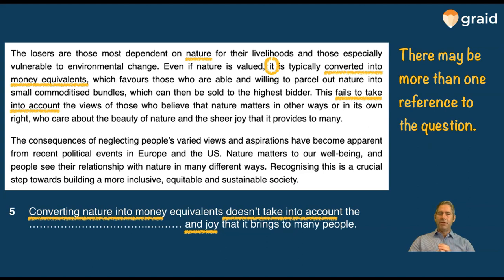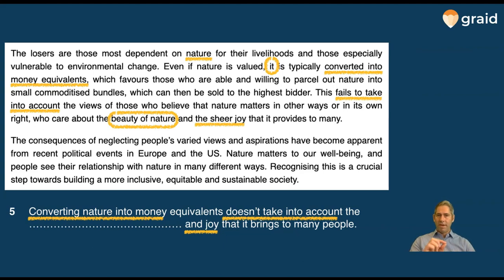This fails to take into account. So there is that next part of the sentence from the question paper. This fails to take into account. Same meaning as doesn't take into account. But we need to read more because we still haven't found anything related to joy, but we can see as we read on the keyword joy. This fails to take into account the views of those who believe that nature matters in other ways or on its own or in its own right, who care about the beauty of nature and the sheer joy that it provides to many. So the three words, beauty of nature, we have the noun nature.